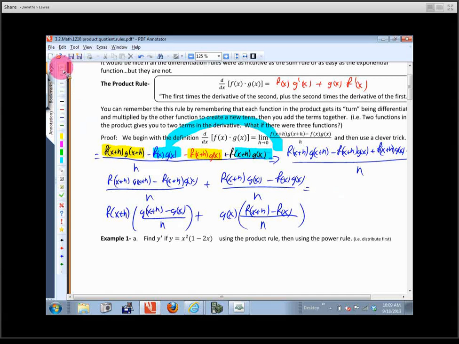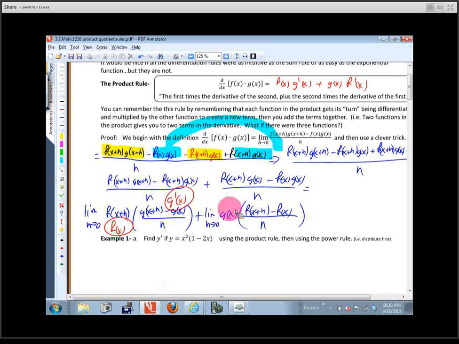A limit. So if I slap that limit back on the front there, the limit as h approaches 0 and the limit as h approaches 0, let's write down what each one of these equals. As h approaches 0, what does this turn into? F of x. As h approaches 0, what does this turn into? That's the definition for the derivative of a function named g. So this is g prime of x.